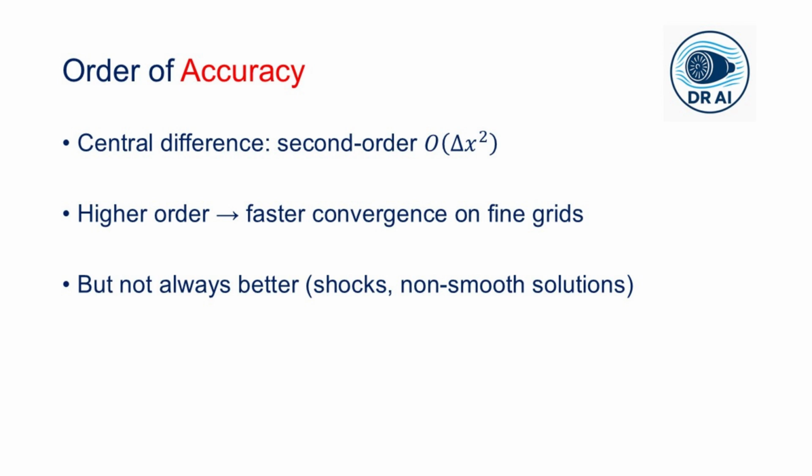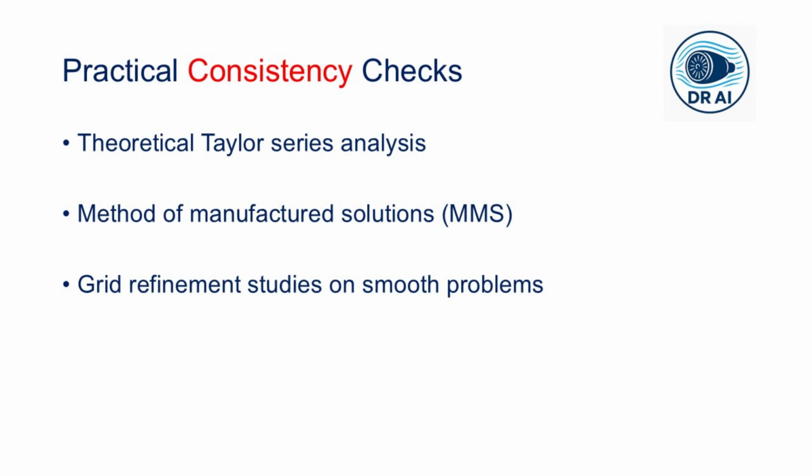On a given grid, a second order scheme will converge faster than a first order scheme as you refine the mesh. However, a higher order does not automatically mean better. It can be less robust for shocks or poorly resolved gradients. So, in practice, how do you verify the consistency?